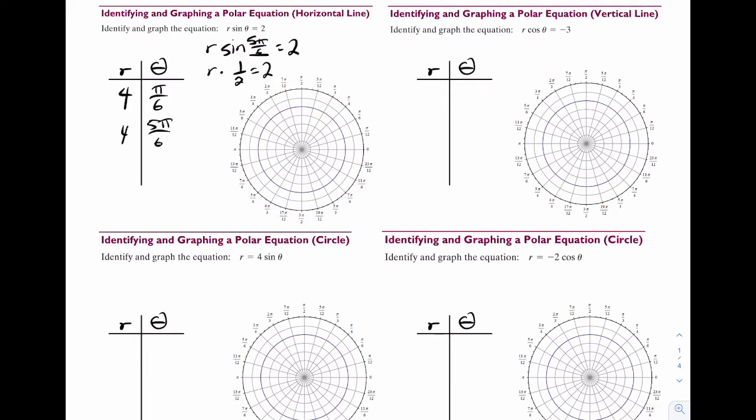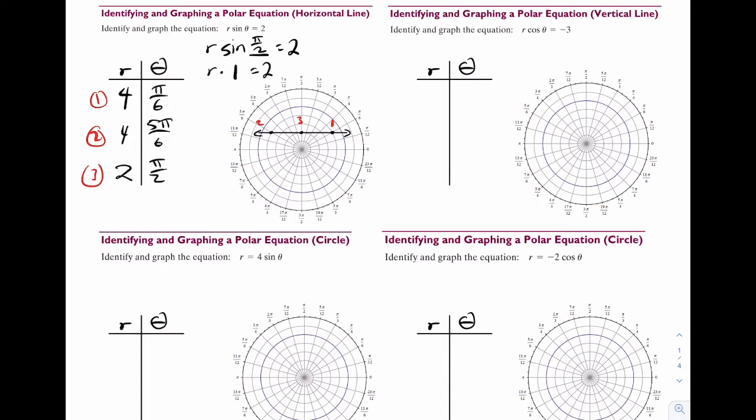r must be 4. So now let's think of another good angle. Pi over 2. Because what's sine pi over 2? That's 1. So if I have pi over 2, let's solve for r. r must be 2. Let's graph those points. (4, pi over 6), (4, 5 pi over 6), and (2, pi over 2). Let's label them 1, 2, 3, and let's connect them. And you'll notice that they make a horizontal line.